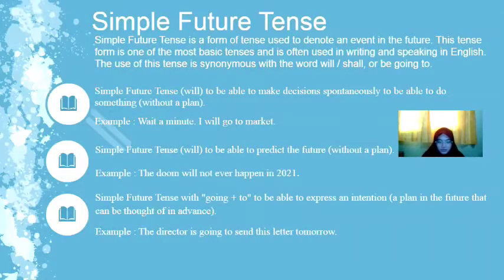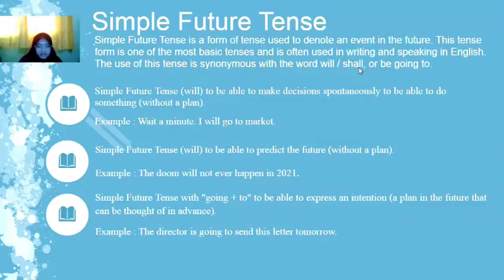Now, we are moving to the next presentation. The next material is about simple future tense. Desi Mariati Roben, time is yours.